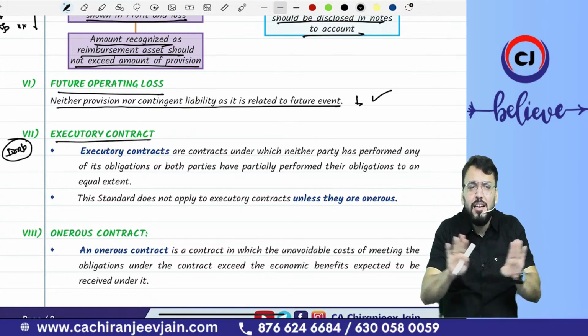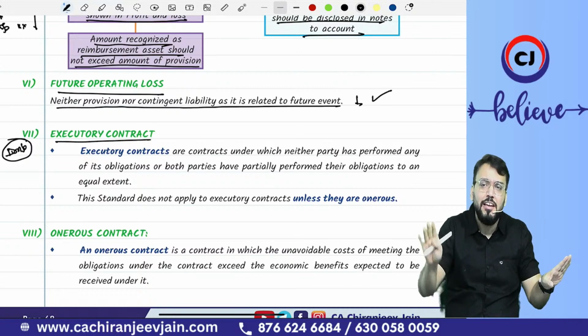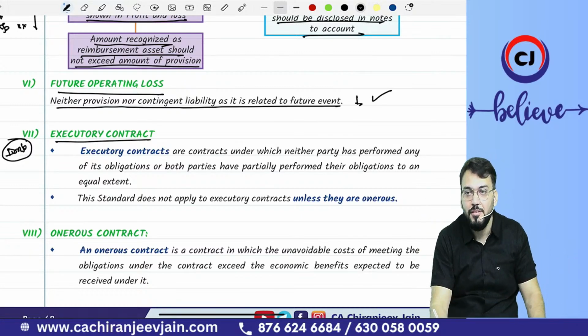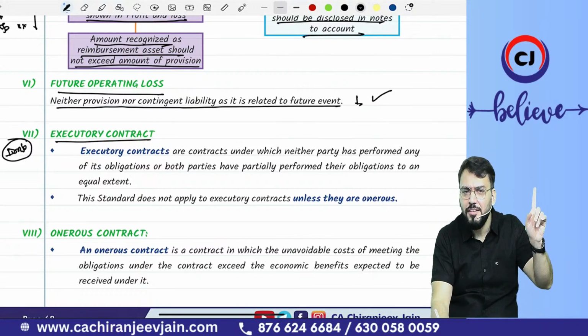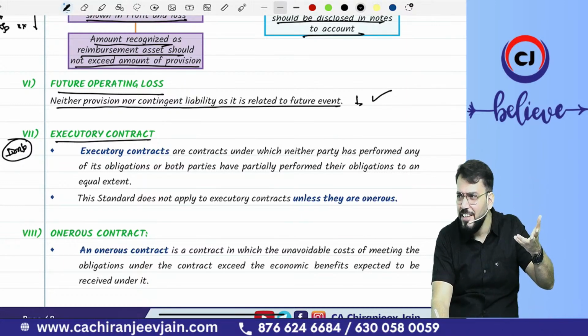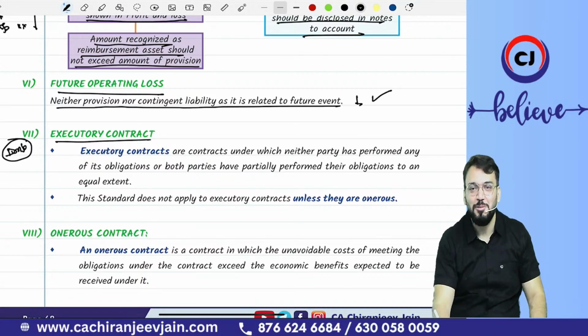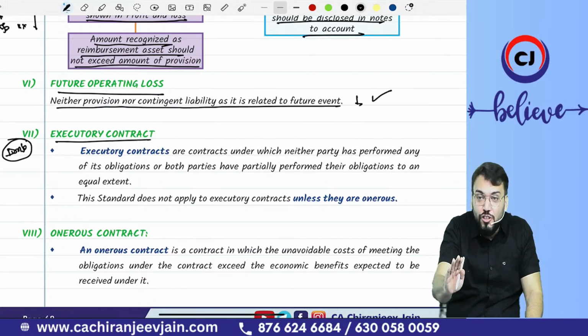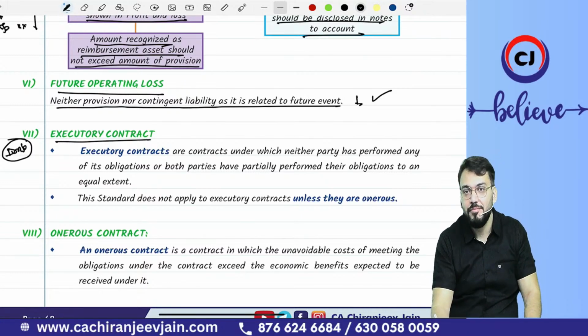I hope everyone has done executory contract in Contract Act. You have done it in CA Foundation, right? There was one act, the Contract Act, what was the year? 1872. I did it a long time ago. Correct? So what do you mean by executory contract? Anyone?